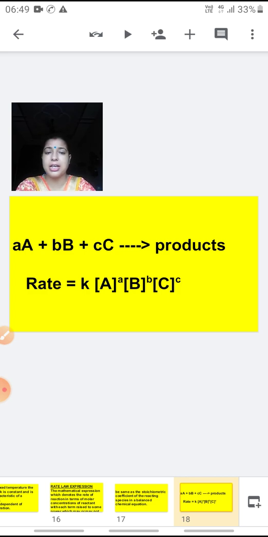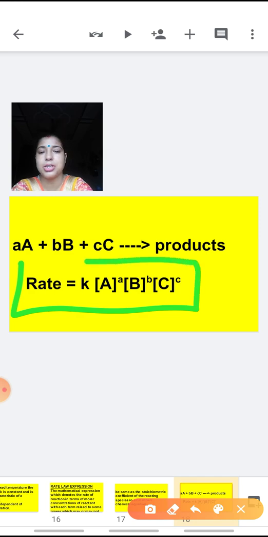Rate law expression is this mathematical equation which denotes the rate of reaction in terms of concentration of reactants, with each concentration term raised to a power which may be equal or may not be equal to the stoichiometric coefficient in the balanced chemical equation. Now, rate law equation, you have to remember, suppose we are having a complex reaction.